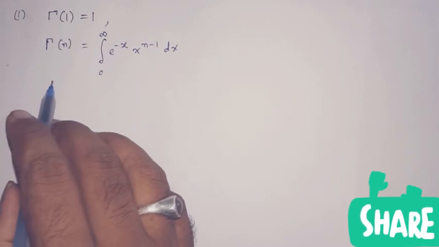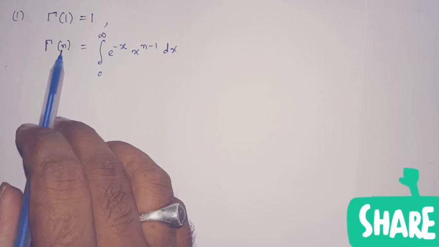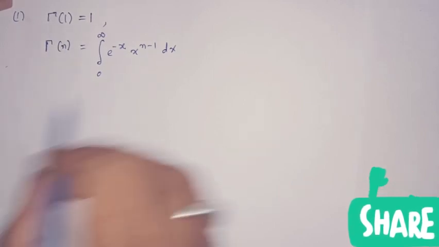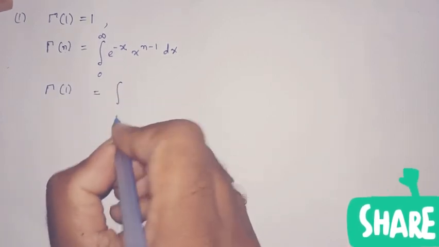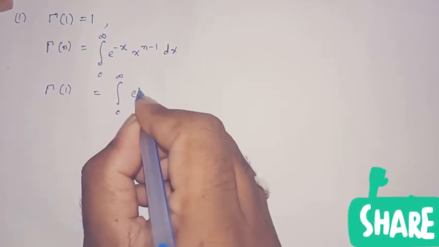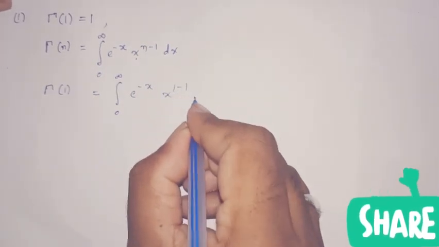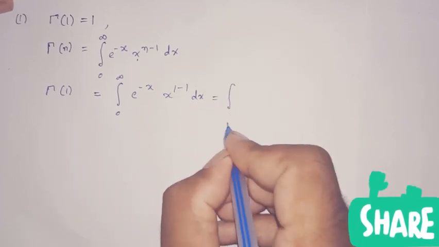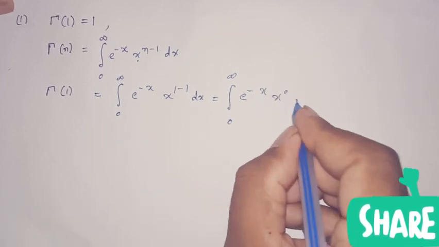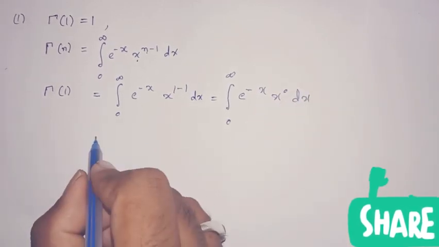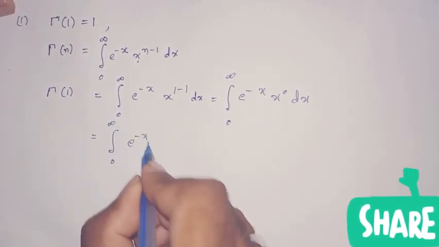Now gamma 1 means we have to replace n with 1. That is, gamma of 1 is equal to the integral with the limit 0 to infinity of e power of minus x, x power of 1 minus 1 dx. Therefore, x power of 0 means 1. Therefore we have the integral with the limit 0 to infinity of e power of minus x dx.